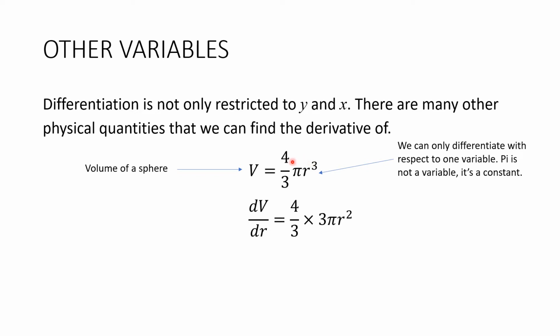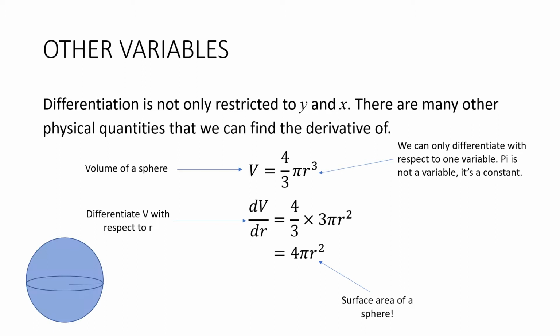The 3 comes down, multiplied by pi r squared. Okay, tidying that up, we get this. Now, do you recognize that formula? This is the surface area. Let's have a think about this. When we differentiate volume, we get surface area. Now, why on earth would that be?